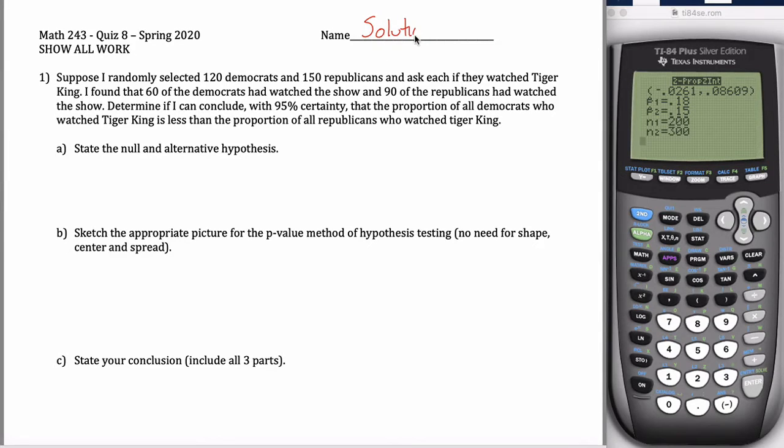All right, solutions to quiz 8, our last quiz for Math 243, spring 2020. What's going on here is, I'm watching Tiger King. I'm running out of examples, as you can tell. Pretty happy to be done with these.